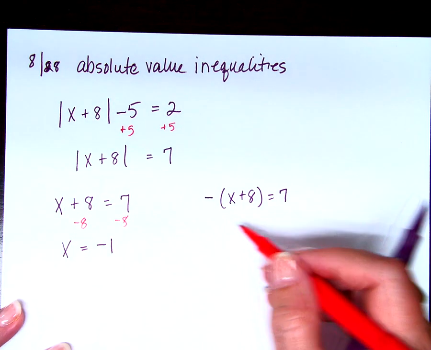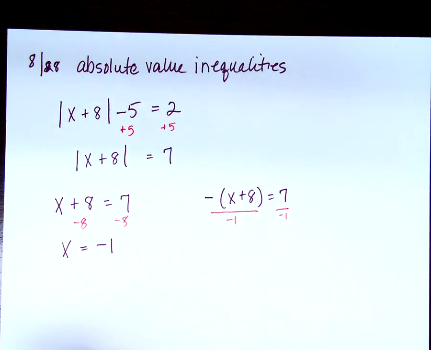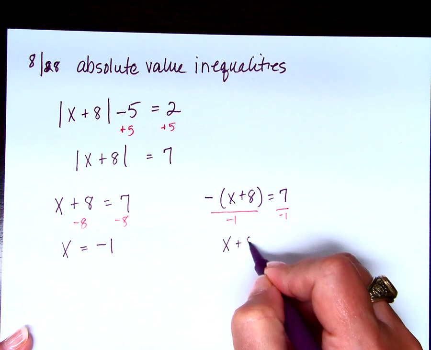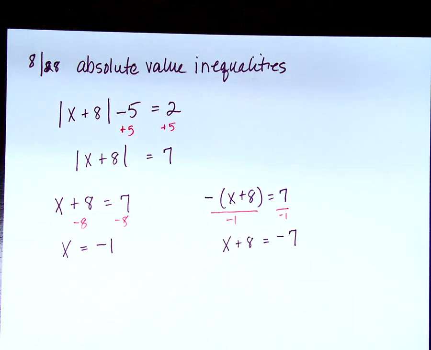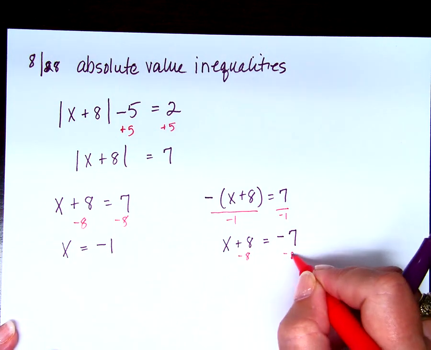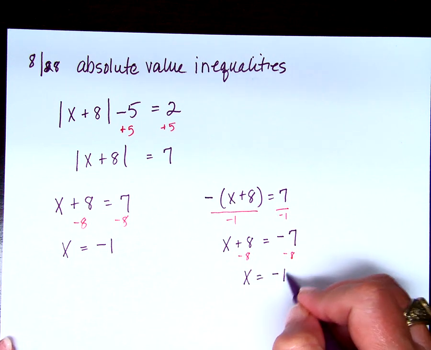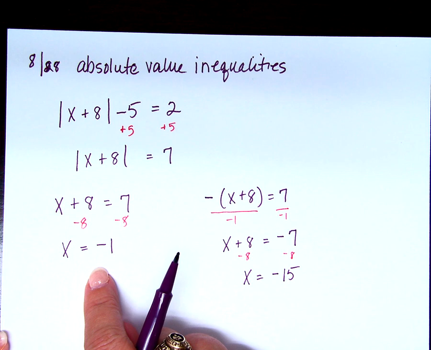And what are we doing here? Dividing by negative 1, which gives me x plus 8 equals negative 7. So I subtract 8, and x equals negative 15. And then our last step?